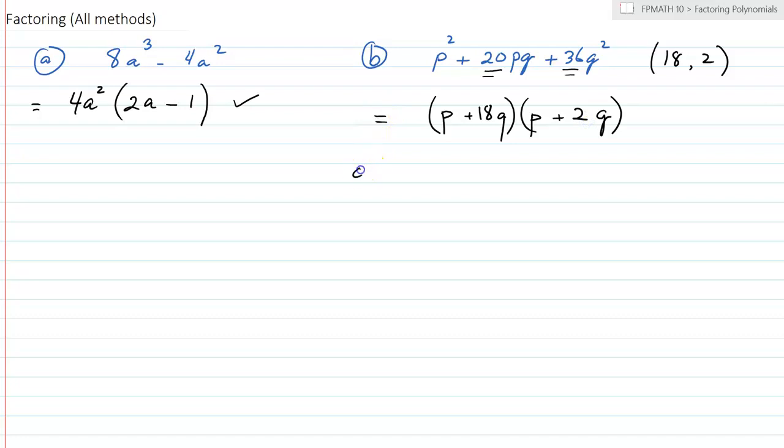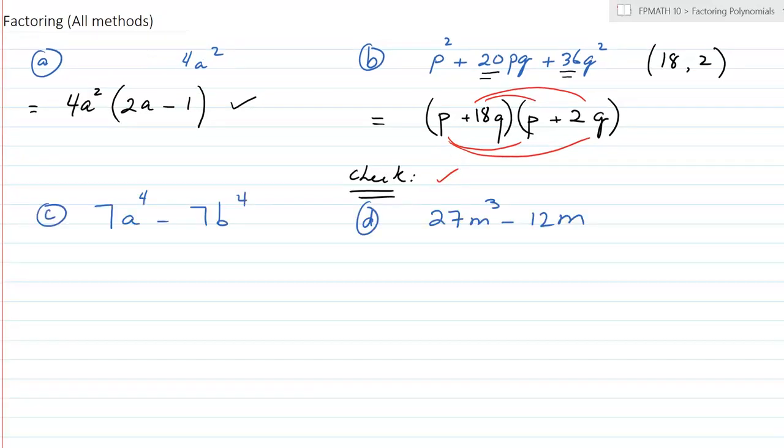And then you check your answer. Always quickly check your answers, and in this case you can just do the rainbow again, and you can do it in your head if you wish, and you notice that that's the correct answer. All right, very good. Okay, example C, 7a to the power of 4 minus 7b to the power of 4.